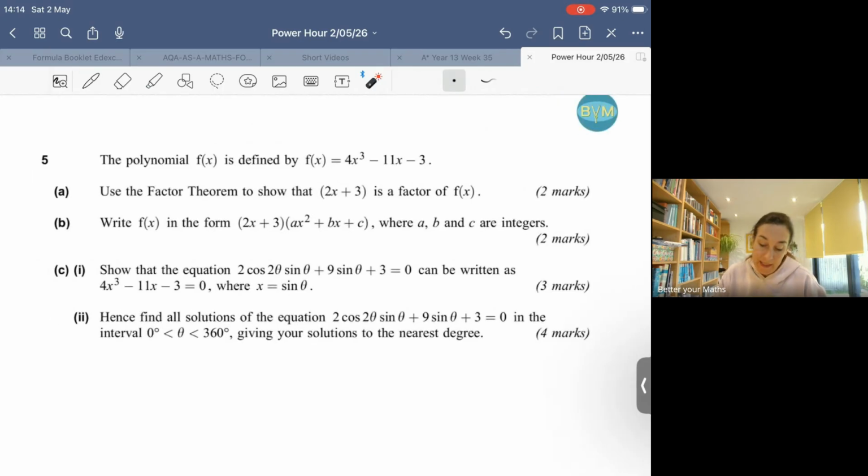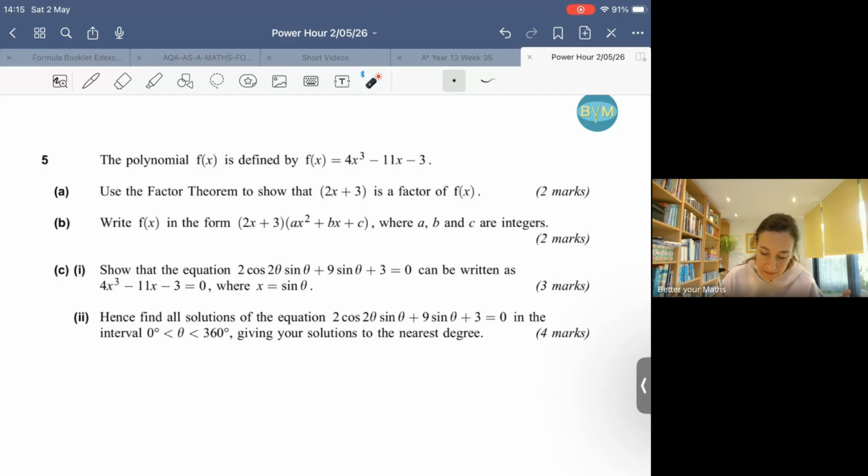This one is mainly year 12 content, all this bit, so I hope you remember this well. The polynomial is this cubic here. Use the factor theorem to show that this is a factor of f(x). If they don't say use the factor theorem, you could potentially divide if you don't remember the factor theorem, but if they specifically say use the factor theorem and you divide, even if that's a good way of proving that it's a factor, you can't get the marks, yeah?